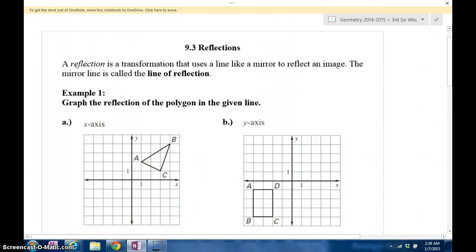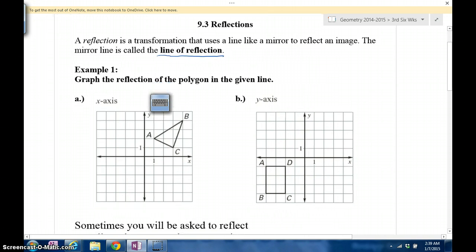Alright, this is 9.3 reflections. It's a transformation that is like a mirror to reflect an image. One thing about reflections is that we have to have a line of reflection. Reflections happen about a line. If you don't have a line, you don't have a reflection.